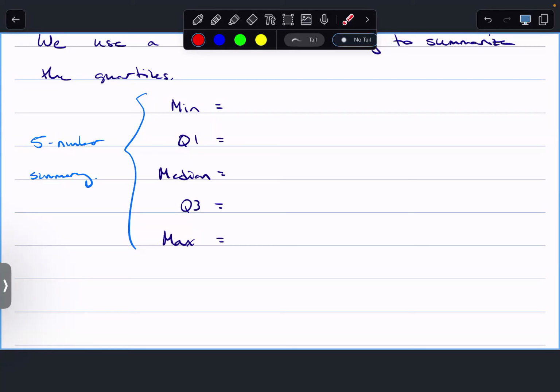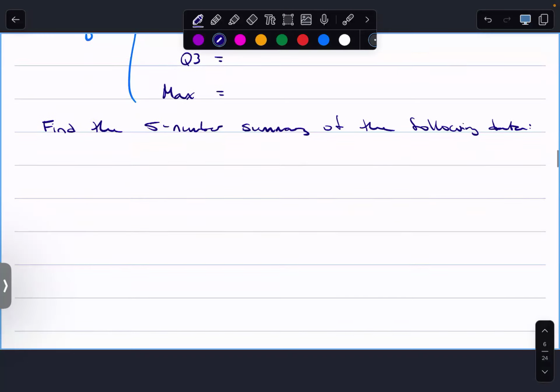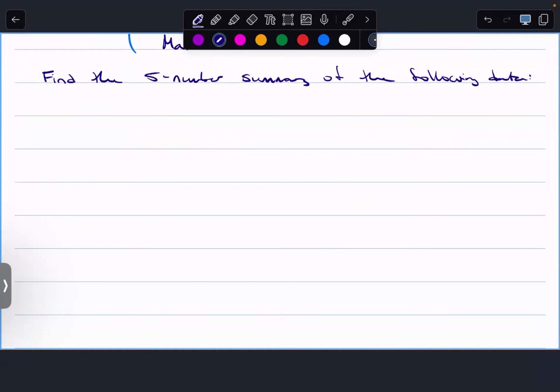So to find the 5-number summary, let's see here. Find the, or I guess it should be give the 5-number summary, but whatever. Find the 5-number summary of the following data. We could make up some cute thing that we've measured, but let's just grab some numbers. 2, 13, 9, 7, 12, 11, and 3. Those are good numbers. Just numbers.